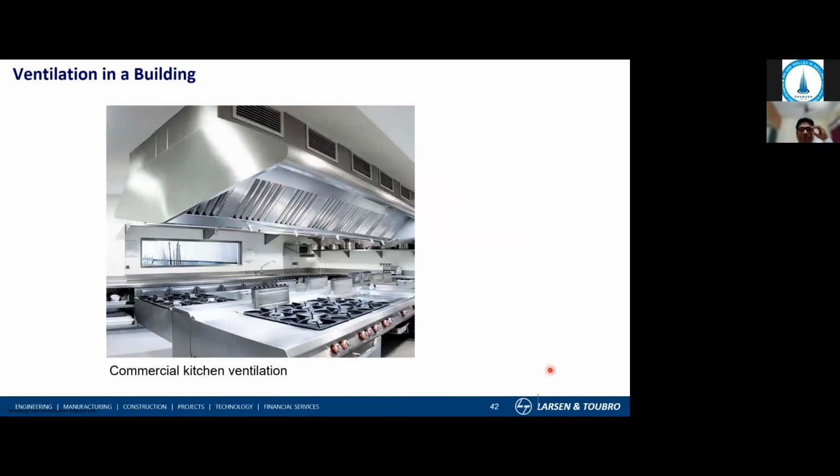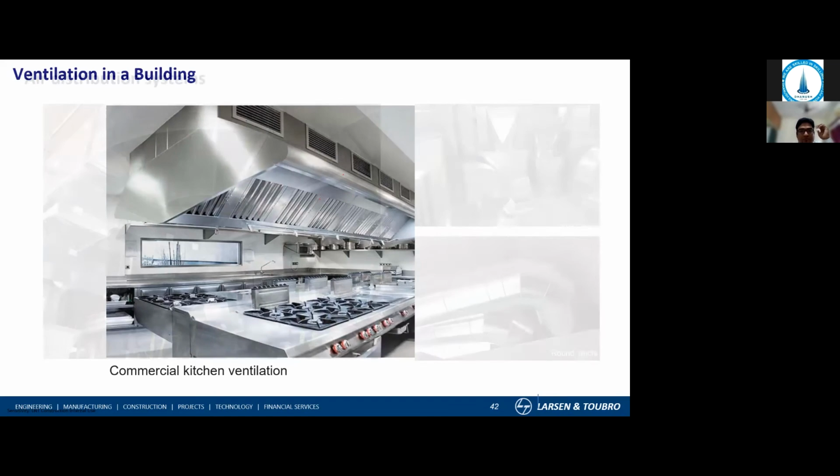There are some pictures of ventilation systems. This is the kitchen ventilation system. These are the burners and this is the cooking area, and these are the hoods provided for the exhaust system. At the top of that, the duct will be connected, and it will be exhausted outside.